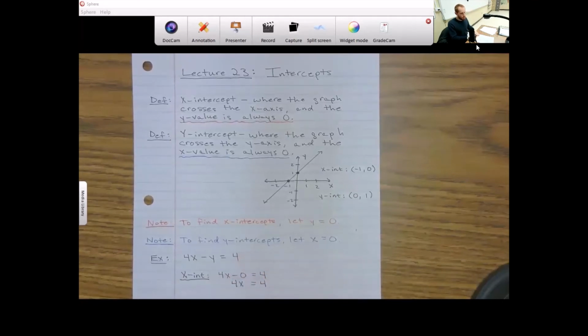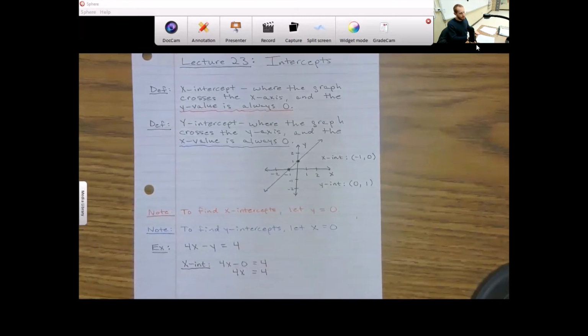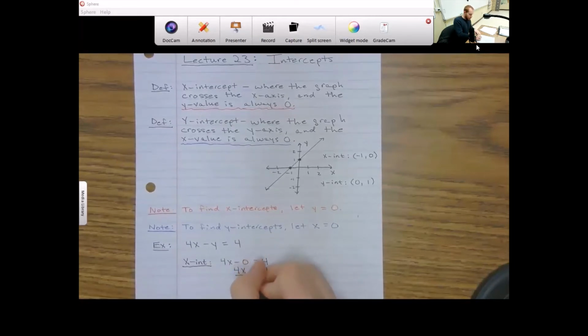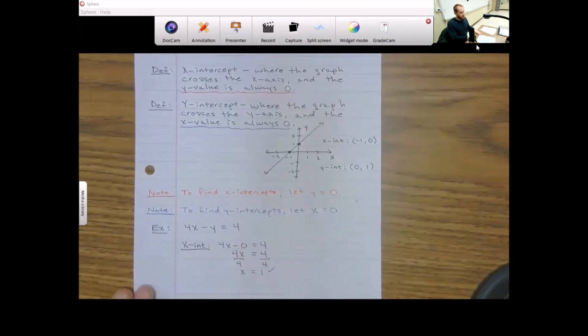4x equals 4. And now what I can do is divide both sides by 4. Just probably what you were thinking of, right? So I'm going to divide both sides by 4, and I get x equals 4 divided by 4, that's 1. Good. So now, what's my x-intercept going to be? It's going to be 1, right?